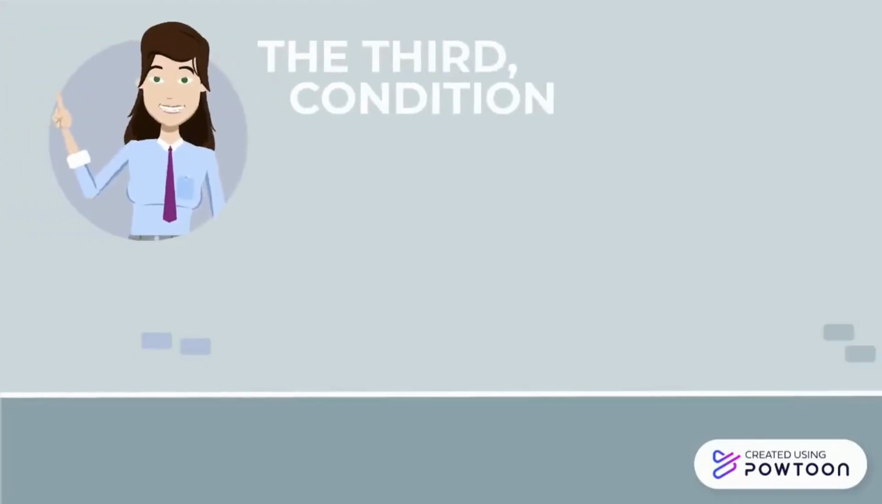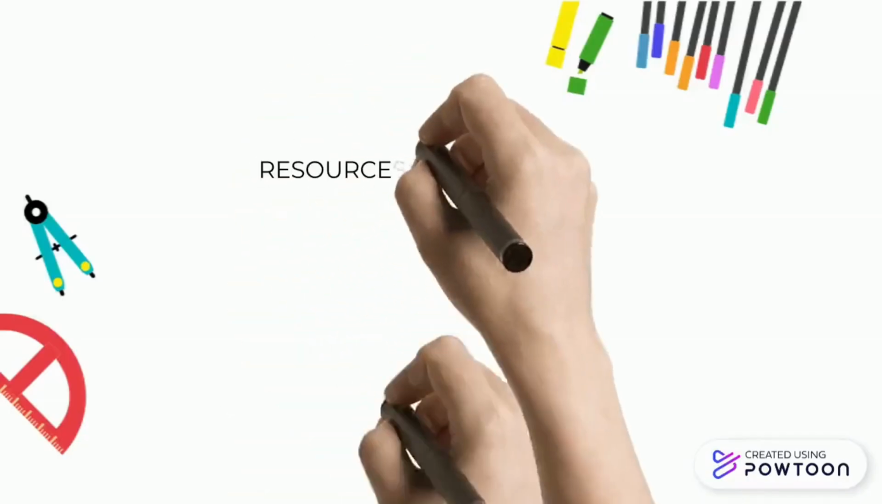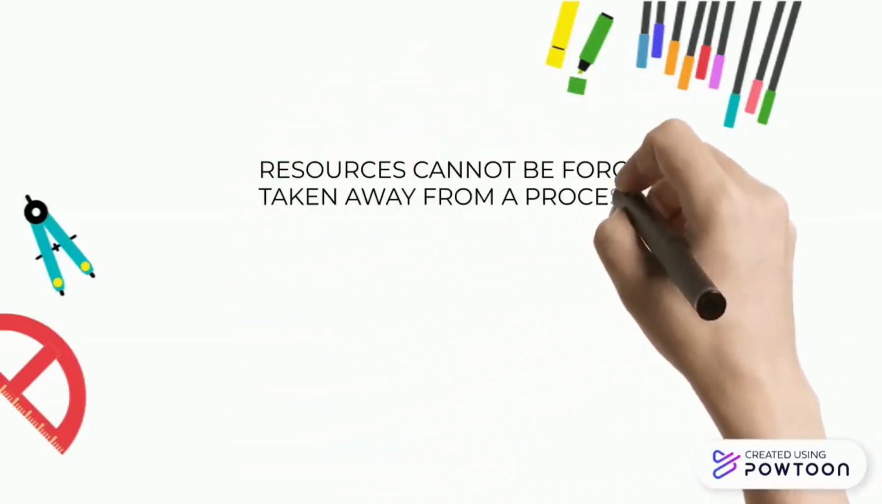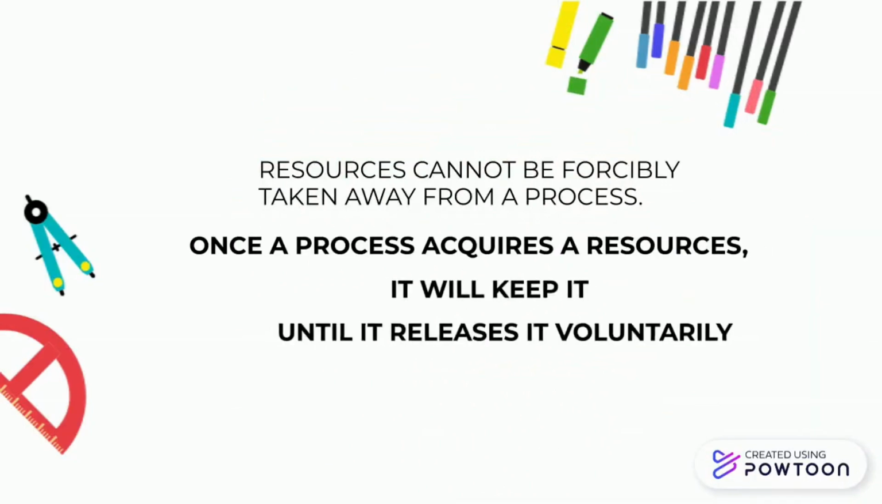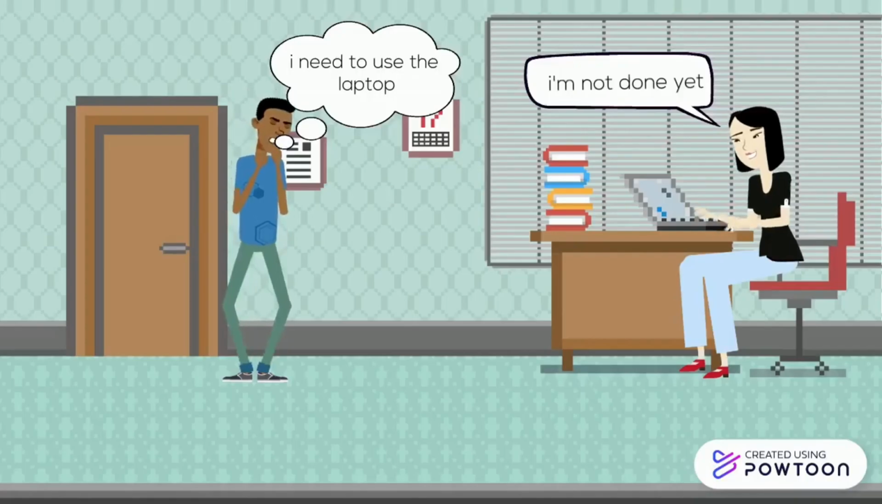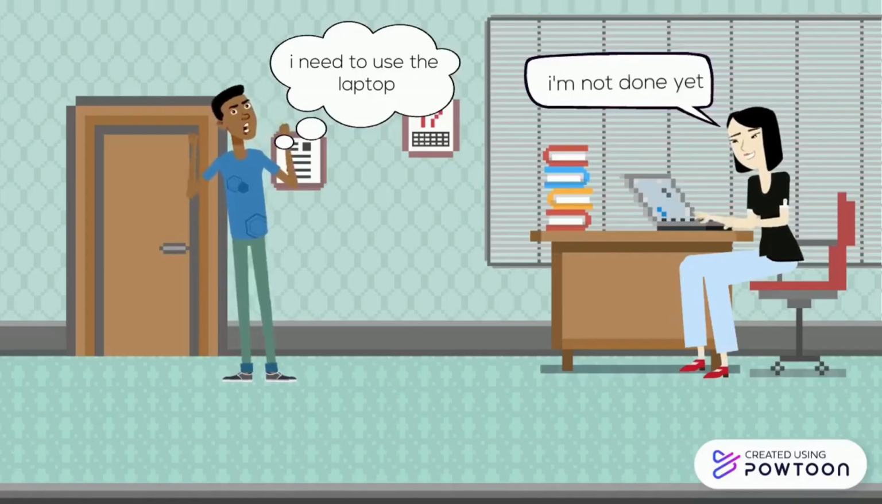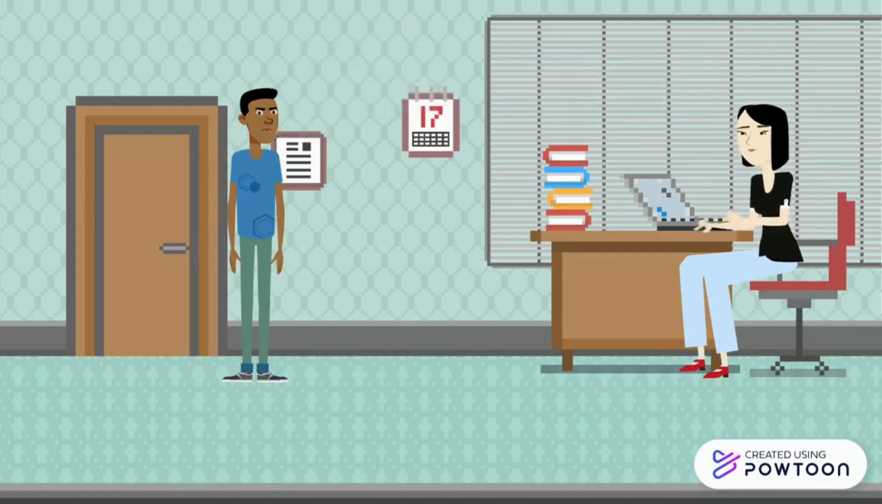The third condition is no preemption. It states that the resources cannot be forcibly taken away from a process. Once a process acquires a resource, it will keep it until it releases it voluntarily. This condition increases the likelihood of deadlock because a process holding a resource indefinitely may prevent other processes from progressing.